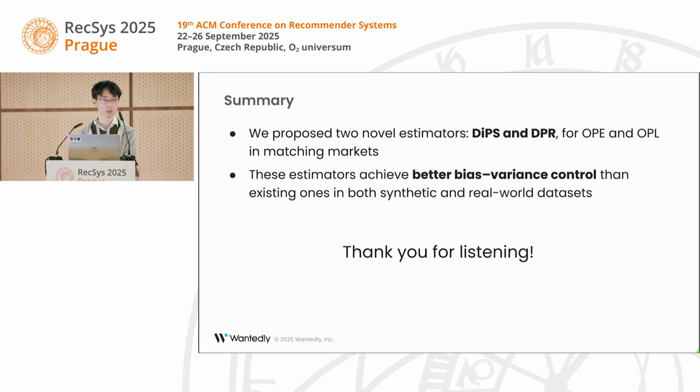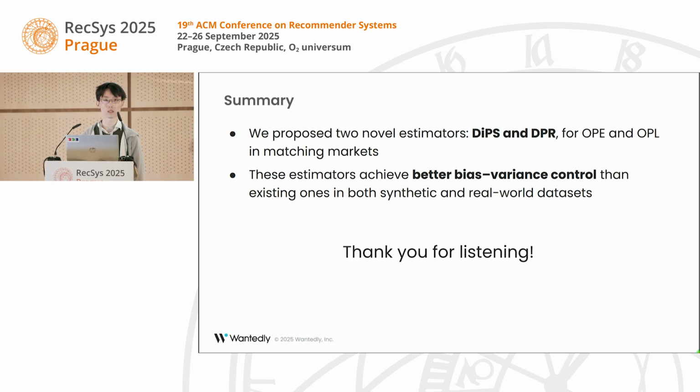This is a summary. We propose two novel estimators, DIPS and DPR, for matching markets. In this presentation, we only show the OPE, but in our paper, we also show off-policy learning as well. And these estimators have better bias-variance control than existing ones in both synthetic and real-world datasets.